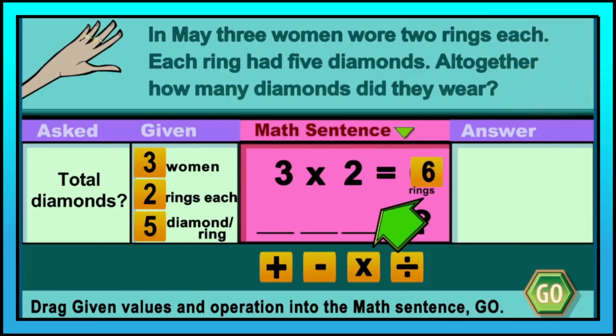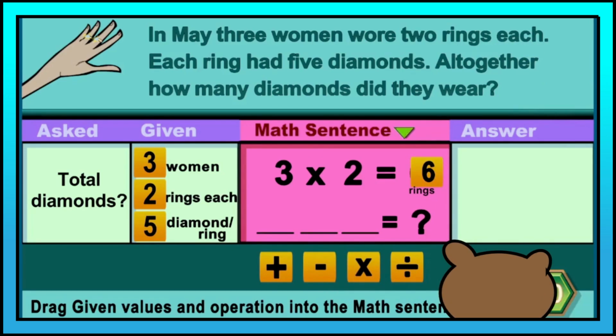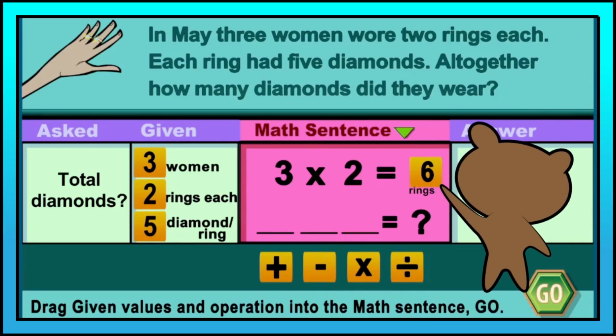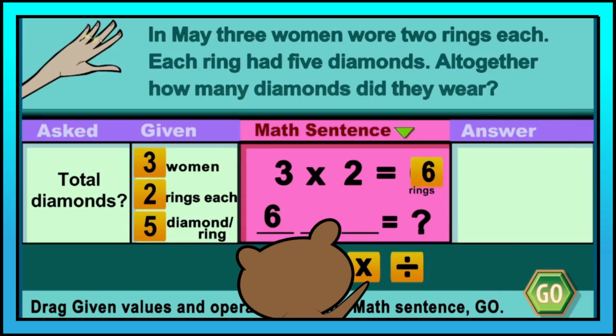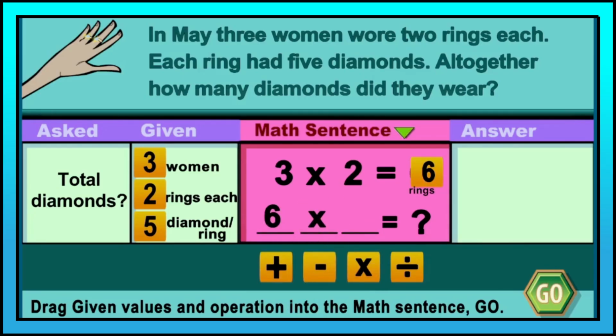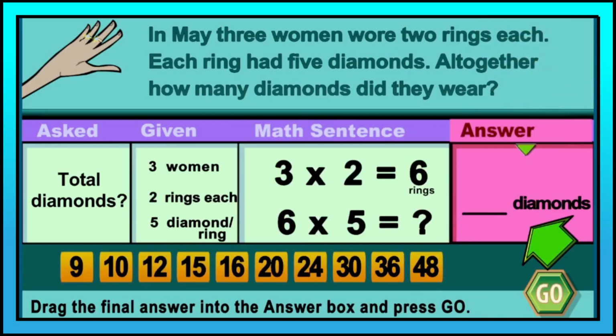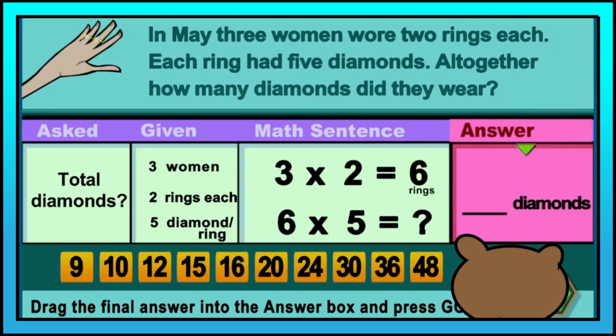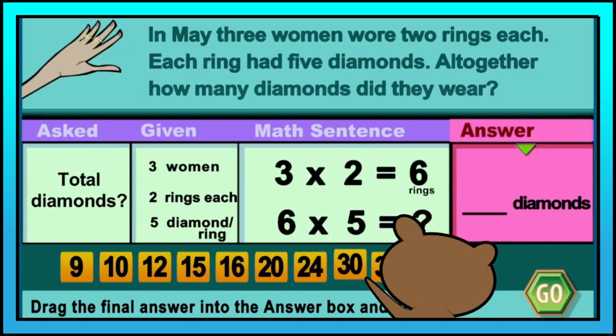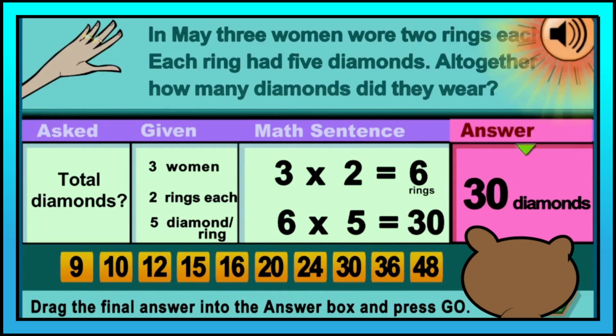Right on. Move in the given values and the operation, then press go. First this one, then this one, now this one. Yeah, this looks right. Excellent. Move in the final answer from the choices, then press go. I got it! That's it.